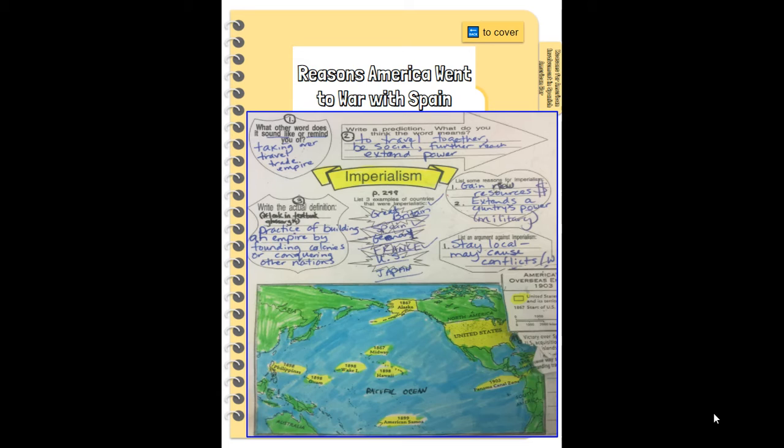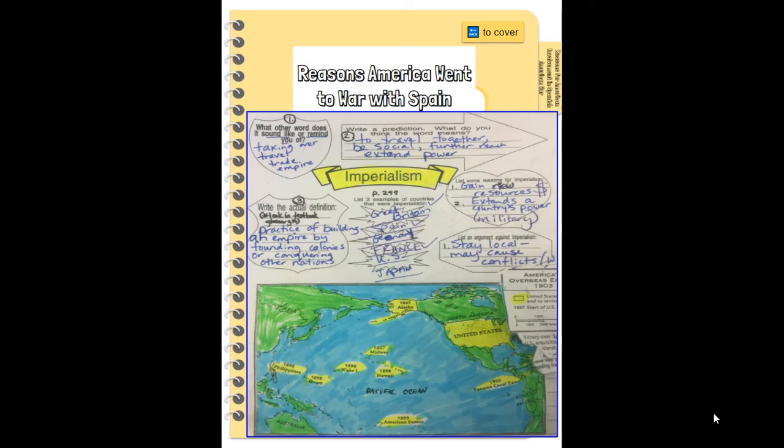I did this activity before with students when we had more time, and so these are some of the things that people came up with before. But what other word does it sound like or remind you of? So some folks said taking over the world, traveling, trade, empire, Star Wars type stuff.